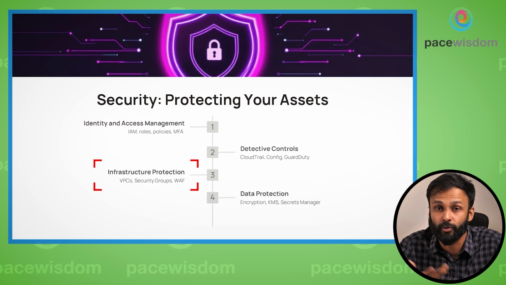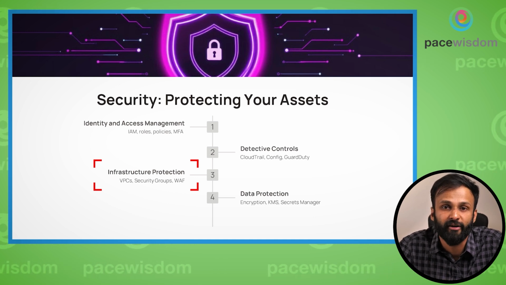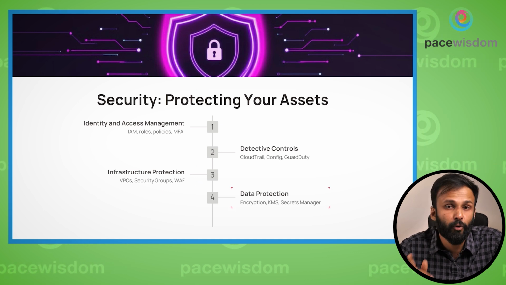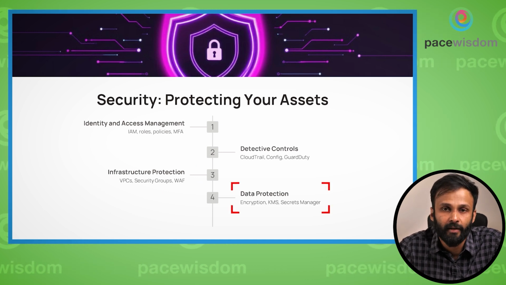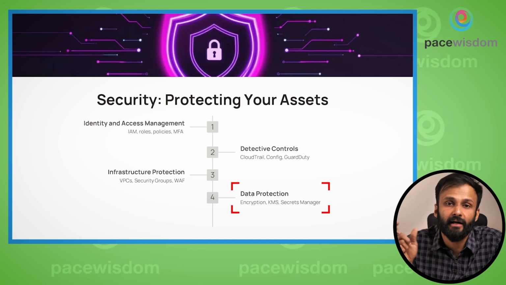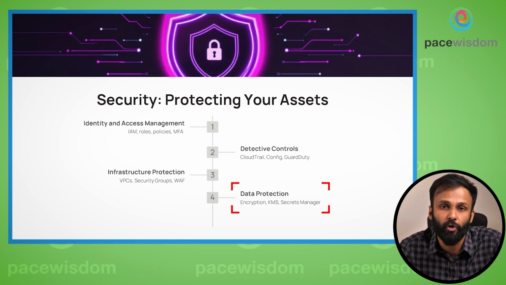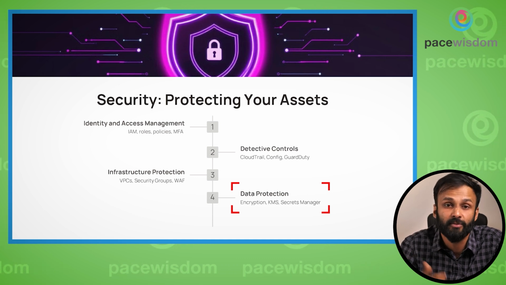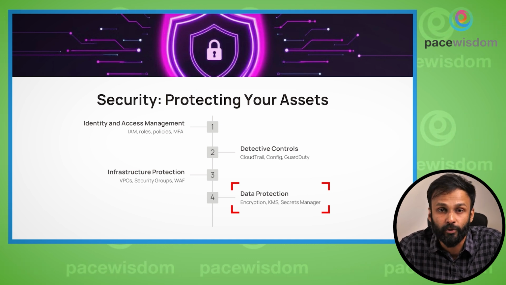Another interesting tool is WAF, Web Application Firewall. It can protect your web application from common attacks. Next point is data protection. Protecting your data at rest and in transit using encryption is important. There are tools available in AWS, such as Key Management Service and secrets management tools.